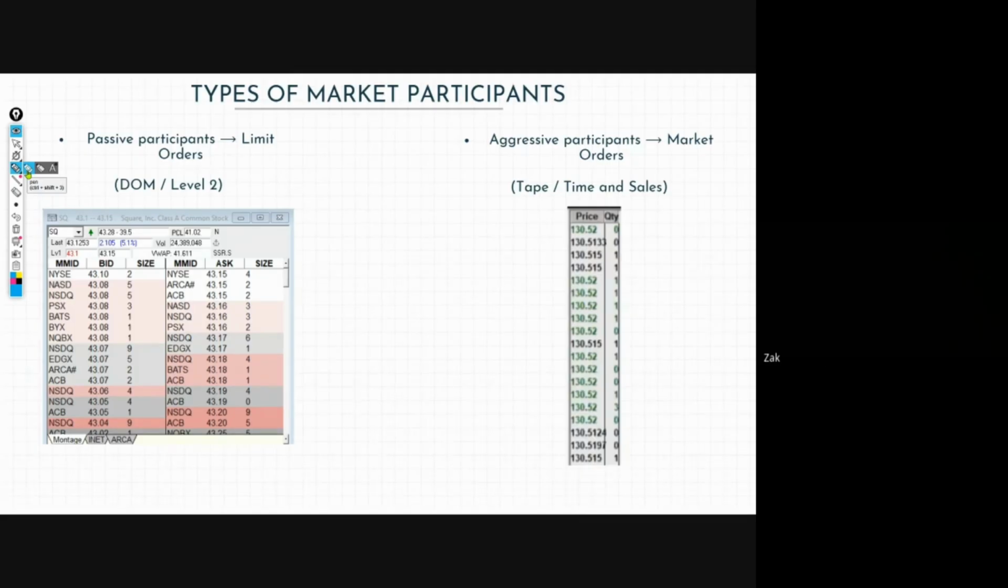And then there's aggressive participants. I like to think of these as scalpers. Price is moving and they're like, get me into the market as soon as you can, right now. These two work hand in hand. For the most part, you need an aggressive participant, someone you'll see on the time and sales, to fulfill the orders of passive participants. Not always, but for the most part. And a standardized tape is what you'll use to see aggressive participants.